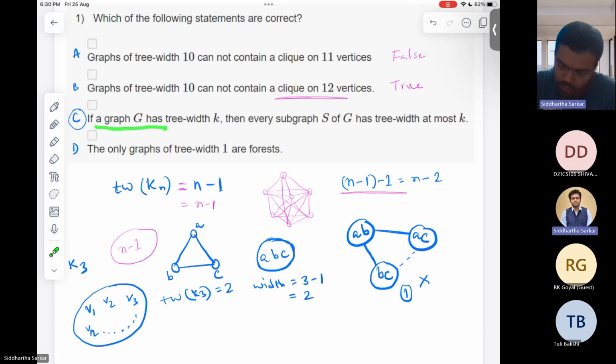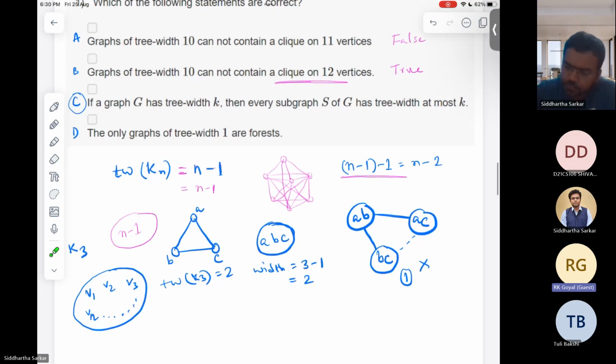If a graph G has treewidth k, then every subgraph S of G has treewidth at most k. So does a subgraph contain all the edges or all the vertices? If I take a subgraph of a graph G, subgraph means that you have the liberty to delete edges, so the edge set can be smaller. For example, let us say there is a graph and you deleted one or two edges. But the vertices should remain the same, is it?